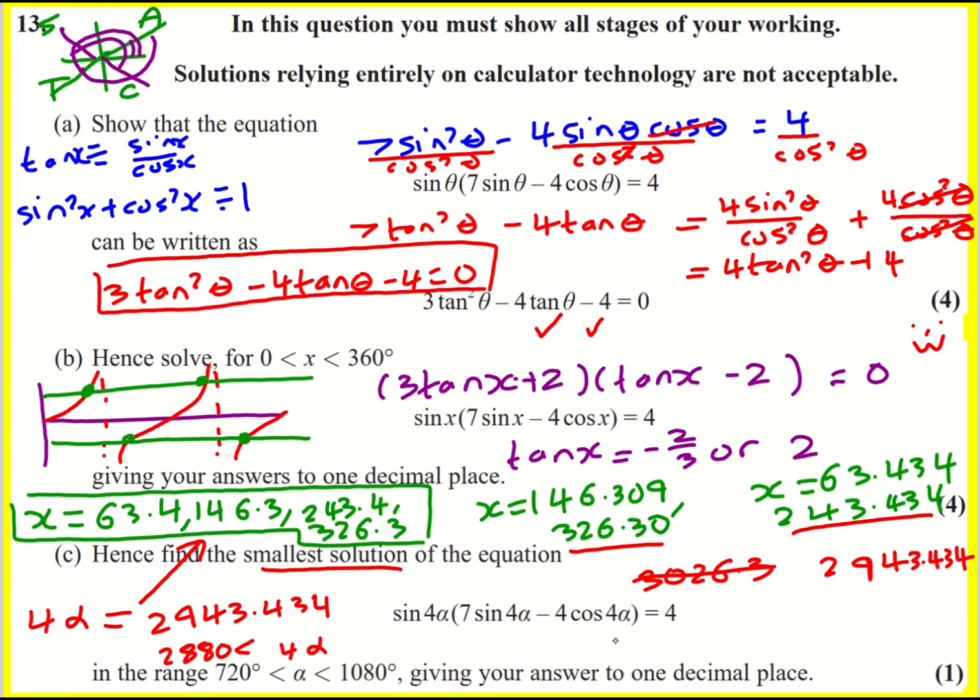That means the smallest solution for alpha is going to be that divided by 4, which gives me 735.8585, so 735.9. Okay, a bit awkward. I do see questions like this quite often on Edexcel, so just be ready for it, take it steady, and we get there.